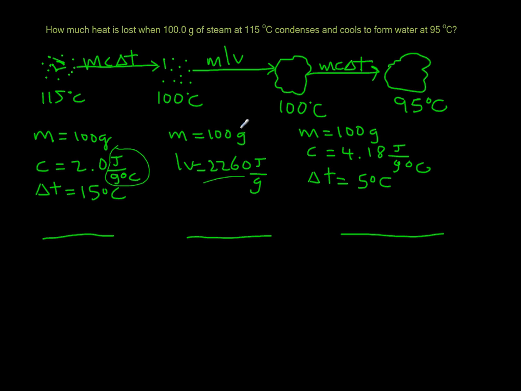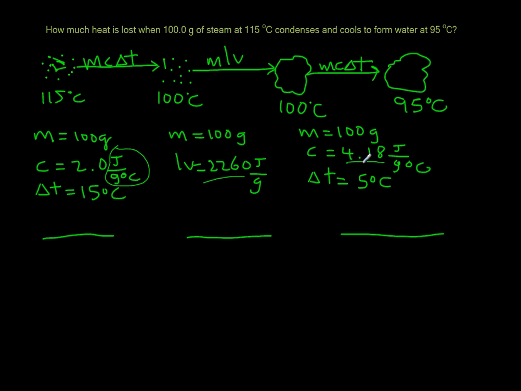Okay, now we have 100 here, so we're going to plug into our formula 100 grams times 2,260, and we'll get a number here in just 1 second. We'll plug these numbers in. And over here now, we have 100 degrees Celsius lowering to 95 degrees Celsius. Same situation here in terms of our substance. It's 100 grams. This number, 4.18, that's the specific heat capacity for water because this has successfully changed states.